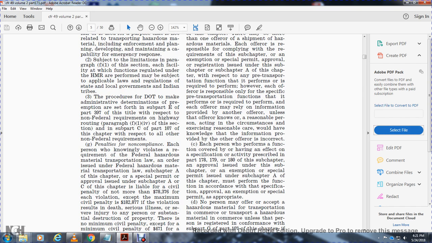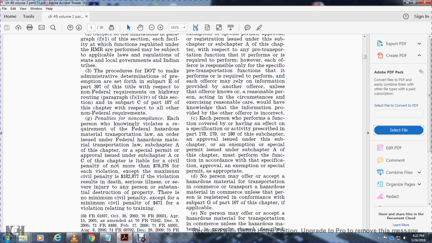Each person performing a function covered by the specifications prescribed in parts 178, 179, and 180 of this subchapter, or an approval, exemption, or special permit issued under subchapter A, must perform that function according to the specification, approval, exemption, or special permit.